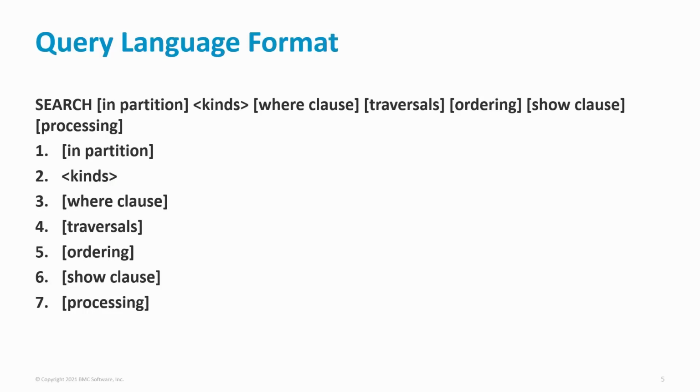Using the show clause, we can define the attributes that we want to display in the query output. The last function, processing, is used to post-process the result of a search. During our demo, we will take a few examples to understand this query language format in detail. But before that, let's talk about Query Builder.